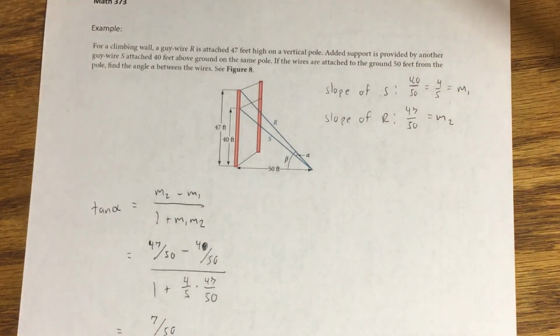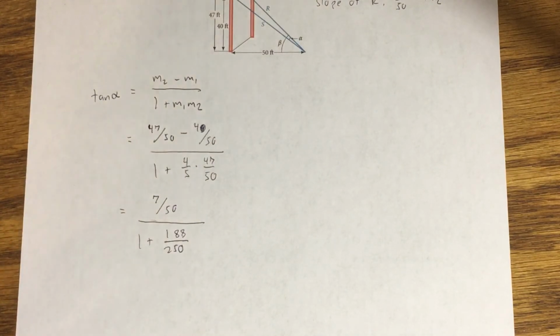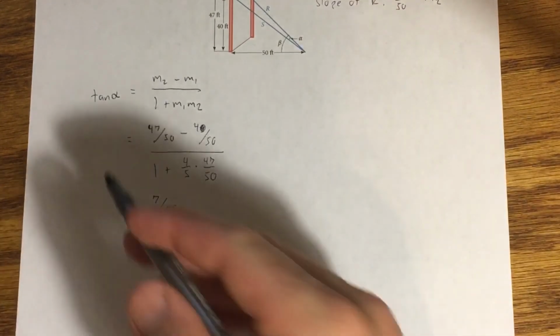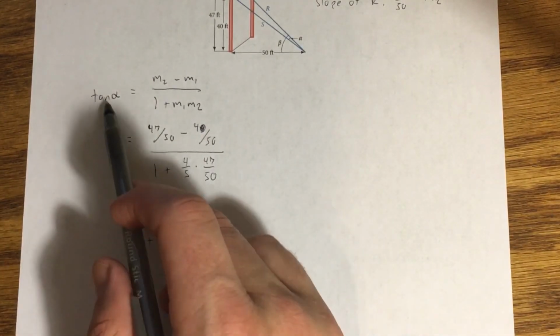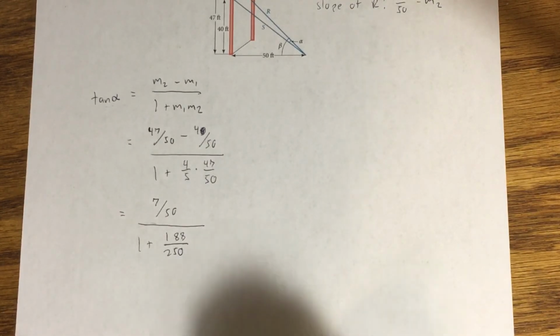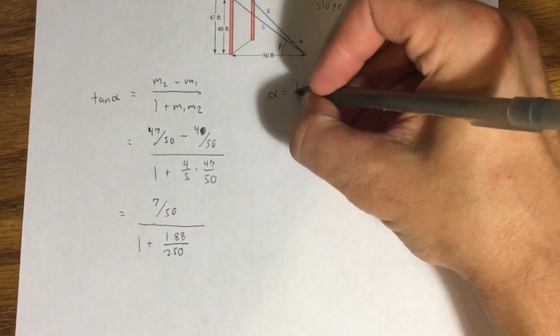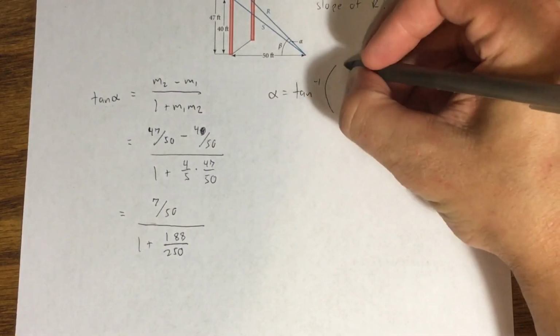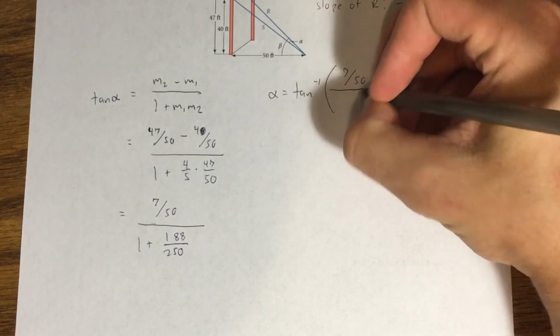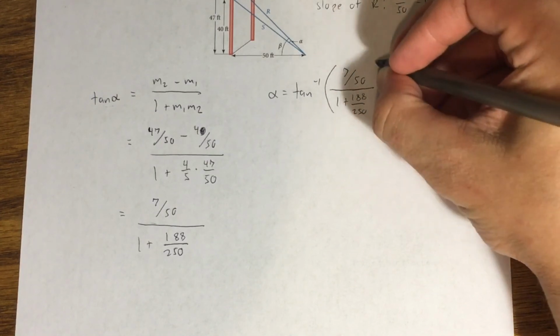And at this point, you know, you can kind of keep doing the arithmetic, or if you have a scientific calculator, think about what it is we're actually looking for. We're looking for alpha, right? Alpha is the angle between those two lines, and so all we would need to do once we get a value for this is take an inverse tangent. But technically, you could take the inverse tangent of this at any point along the way. So I'm actually just going to leave it in that form. Alpha is going to equal the inverse tangent of 7/50ths over 1 plus 188 over 250.